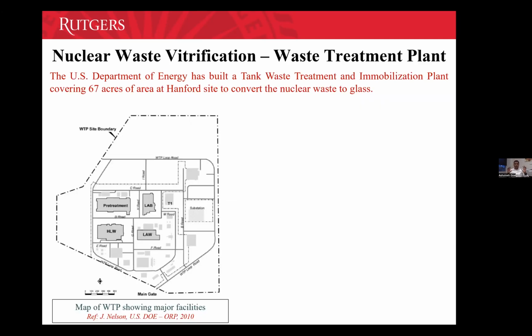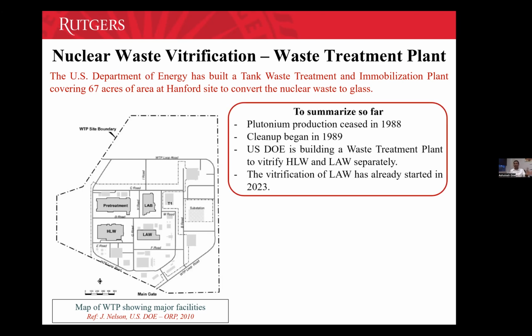So the US Department of Energy has built this huge waste treatment and immobilization plant on 67 acres at the Hanford site in Washington state. When I say 67 acres, you can imagine approximately 50 soccer fields. It's that big, all right? So that big of an area has been covered to make this vitrification plant, the waste treatment and immobilization plant.